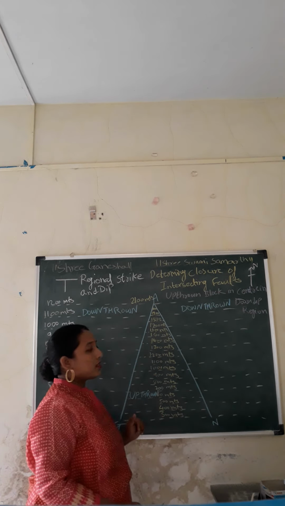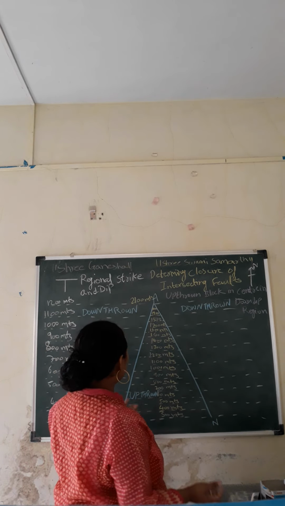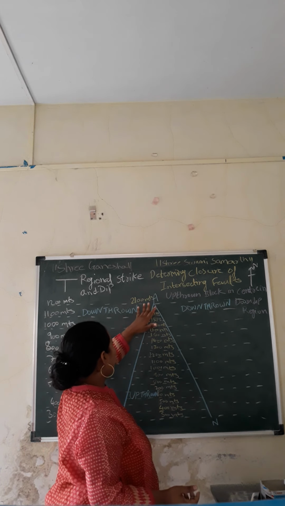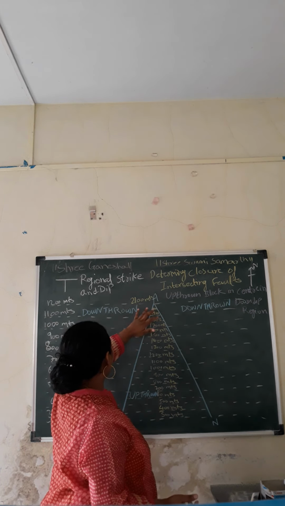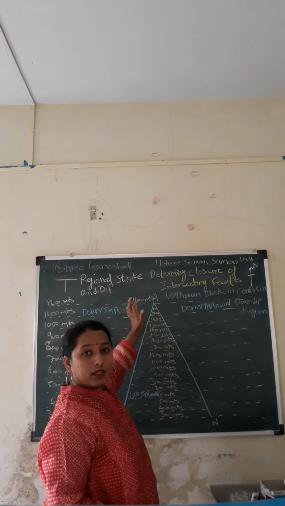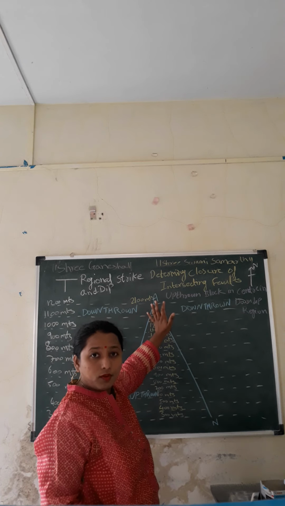So now what we are understanding from this, we know how to calculate the throw of the fault with the help of contour maps. So here we go. The throw of the fault is going to be how much? 2100 minus 1200. How much is it? 900 meters. Yes. So 900 meters is the throw of the fault.